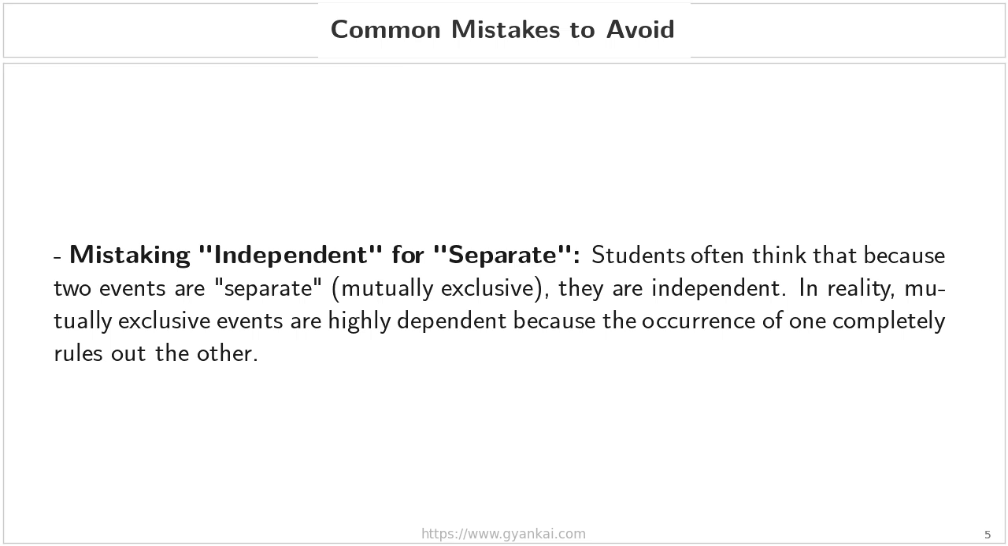However, as we discussed in the previous slide, the exact opposite is true. If two events are mutually exclusive, they are actually highly dependent. Why? Because if I tell you that event E has occurred, you now know for a fact that event F cannot possibly happen. The occurrence of one event has provided you with massive amounts of information about the other, which is the very definition of dependence.